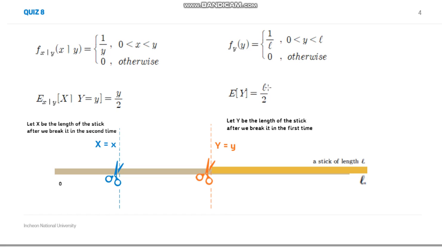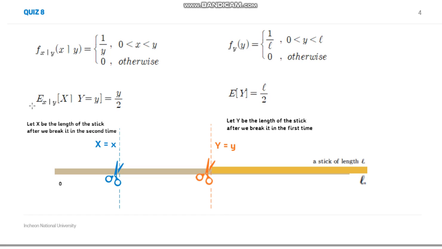So we can compute the expectation of y. E[Y] is equal to rho over 2, because we break the stick of length rho the first time. Rho is the total length of the stick, and the break point is uniformly distributed, so the value is rho over 2. And let's see x. We can write the conditional PDF f_{X|Y}: for small x in the interval 0 to y, it is 1 over y, and otherwise it is 0.